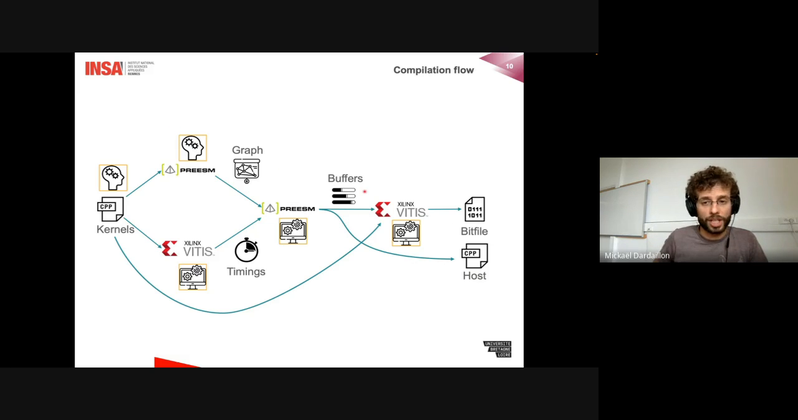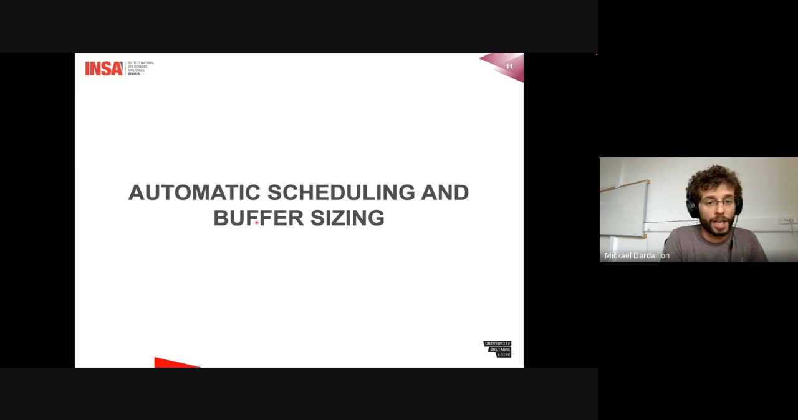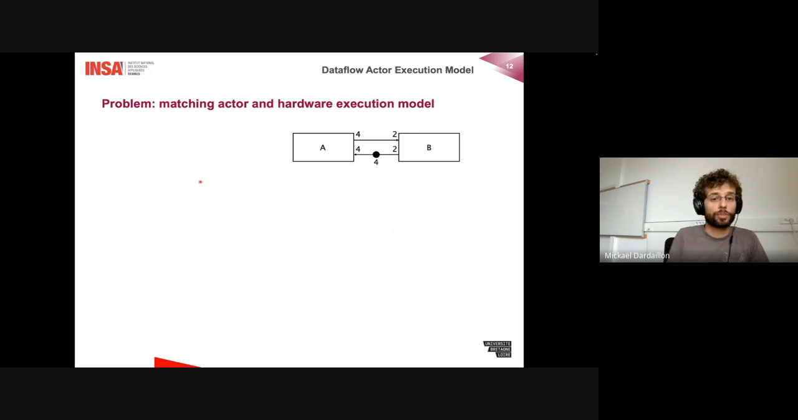But one of the main challenges that is left is buffer size. Computing those buffers is really the scientific challenge that we are facing in this work. So I'm going to spend the rest of the presentation talking about that. We're going to talk about the automatic scheduling and buffer size. First, with the programming, we want to match the actor and the hardware execution model.